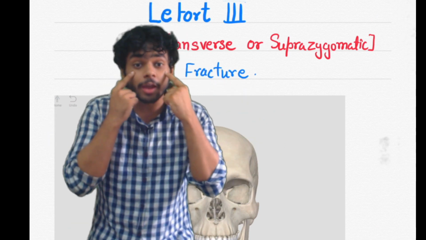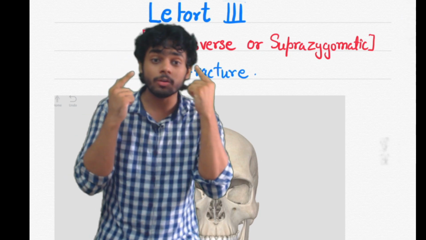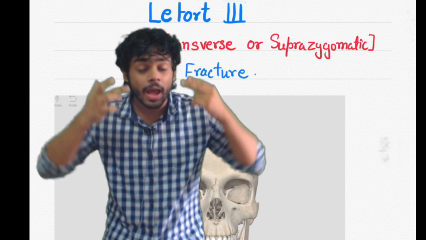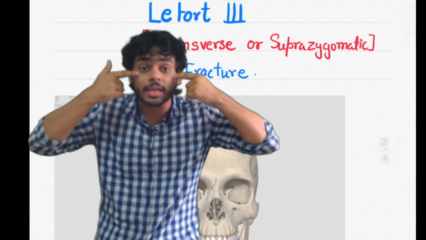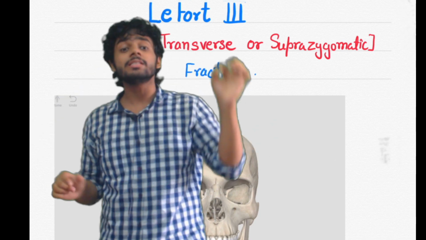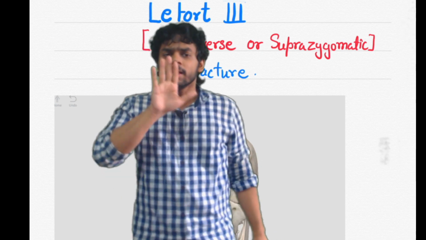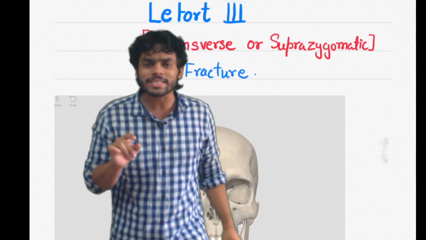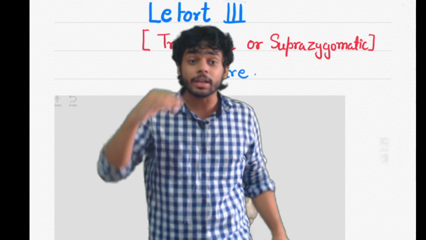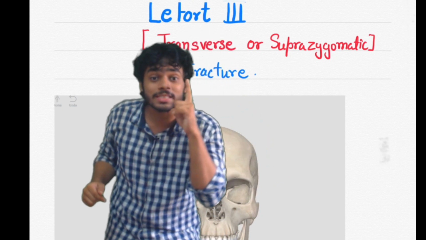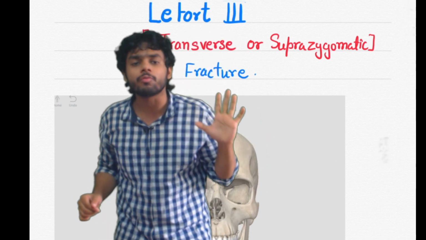Here we have the zygomatic protuberance. You can feel it on both sides using your finger, and the fracture level is above this, and that is the reason it is also known as the high level fracture. See here, the line of fracture extends above the zygomatic bone on both sides as a result of trauma.